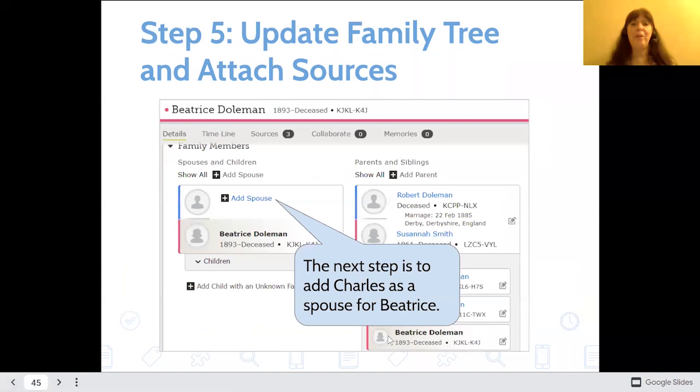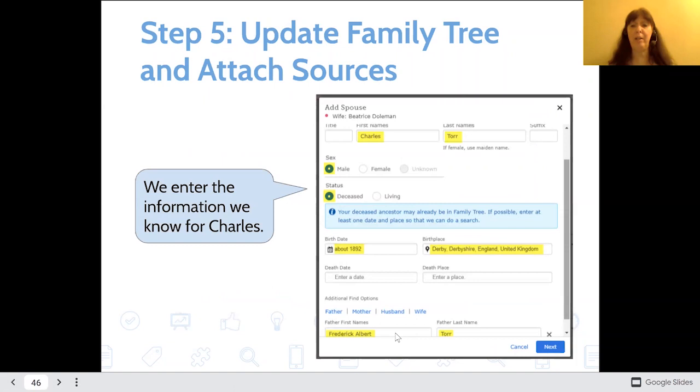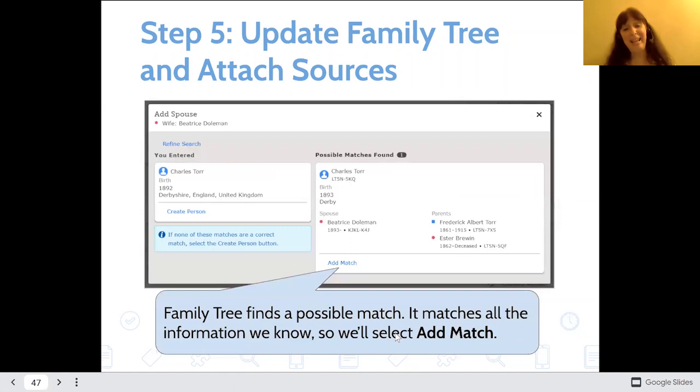So the next step is to add him to family tree. So we go to Beatrice and we click add spouse. And we fill out the form with all the information that we now know, that we're now confident of. And again, I didn't script this. And so sometimes you will find somebody already in family tree and sometimes you won't. And so if it had said no matches found, or if I decided this match was not correct, then I would have created a person based on that. But as I look at this, everything is lining up.